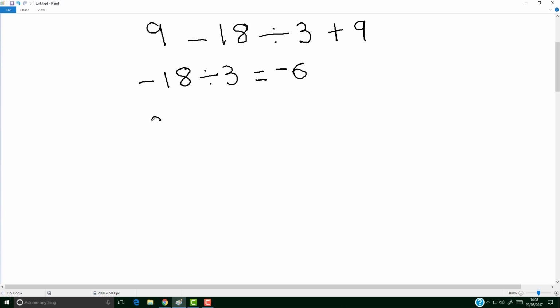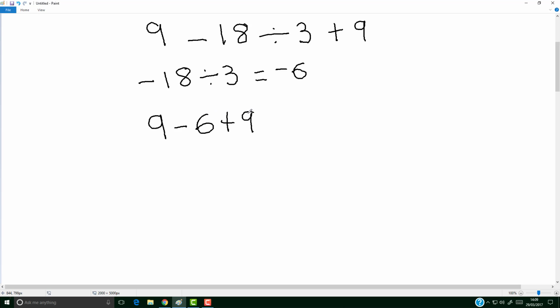Let's rewrite the calculation to include our found figure of minus 6. So in this case, it's 9 minus 6 plus 9. So going back to BODMAS, we've just completed division. Our next letter, do you remember? It's M, multiplication. Do we have any multiplication? Not in this calculation. So we go straight on to A, addition.